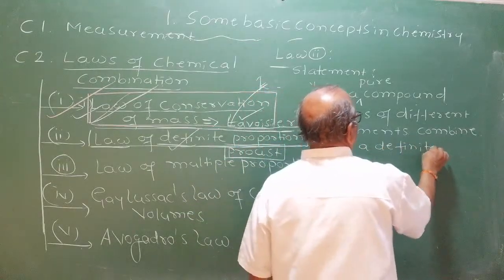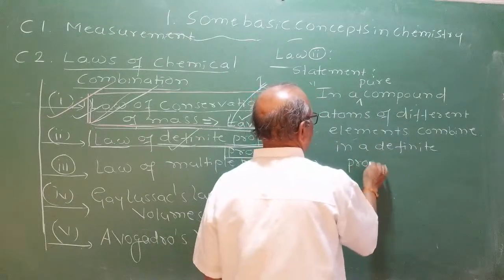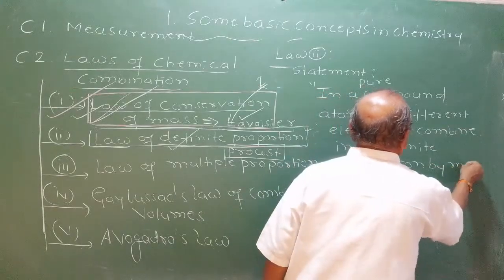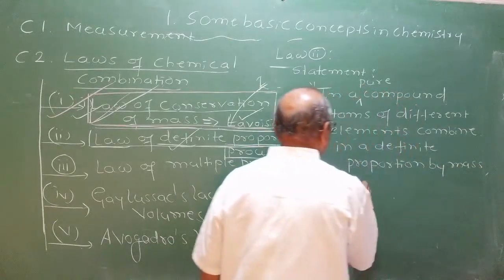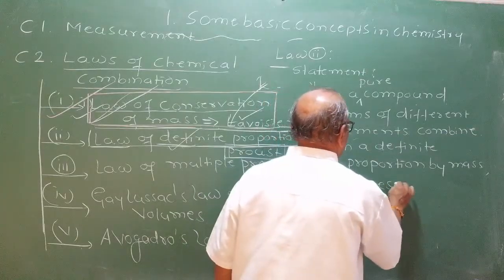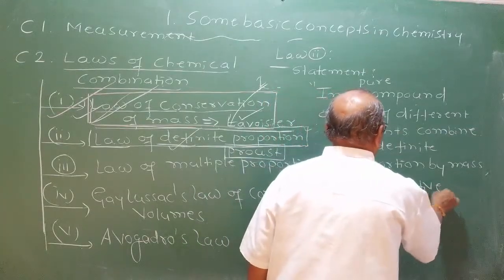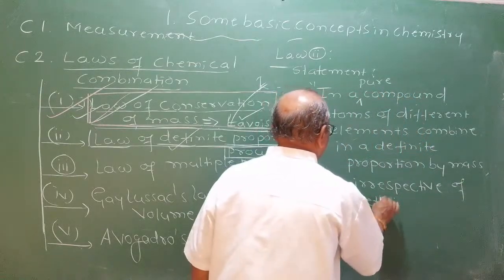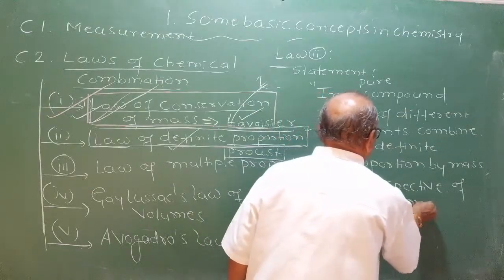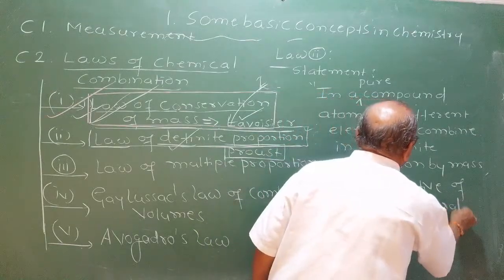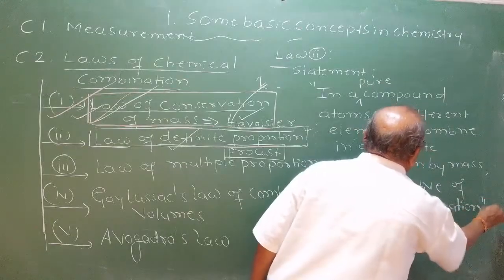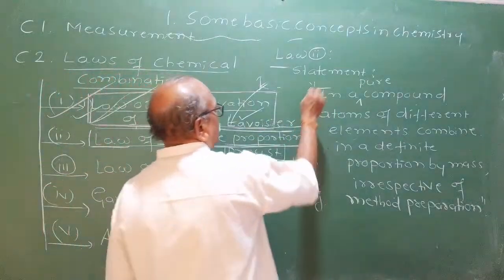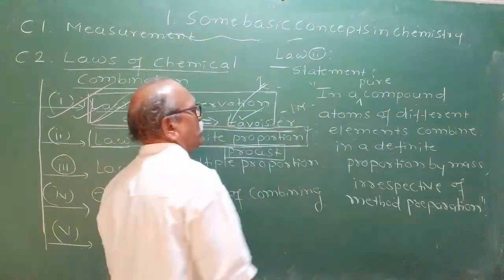In a definite proportion by mass, comma, irrespective of, that means whatever the method, irrespective of method of preparation. Irrespective of method of preparation means we have taken the example of water, irrespective of method of preparation. In a pure compound, suppose that you are asked for 1 mark, state the law of definite proportion.